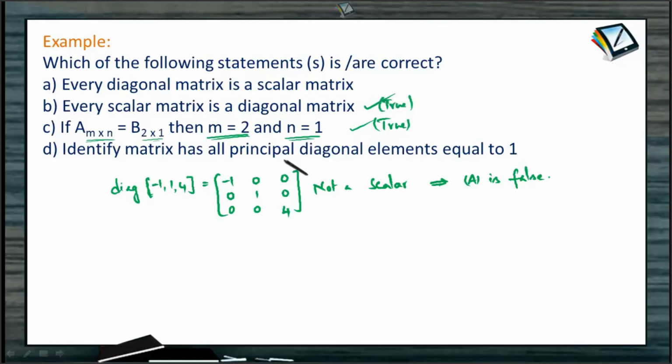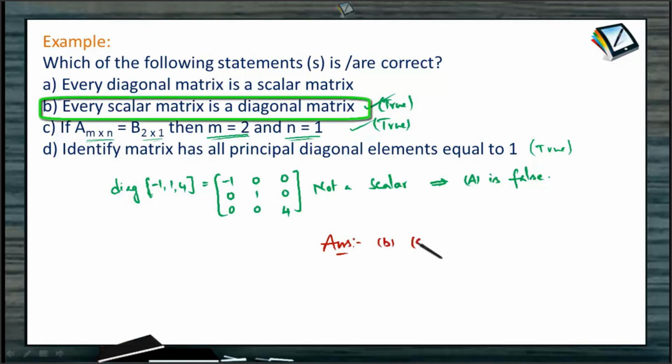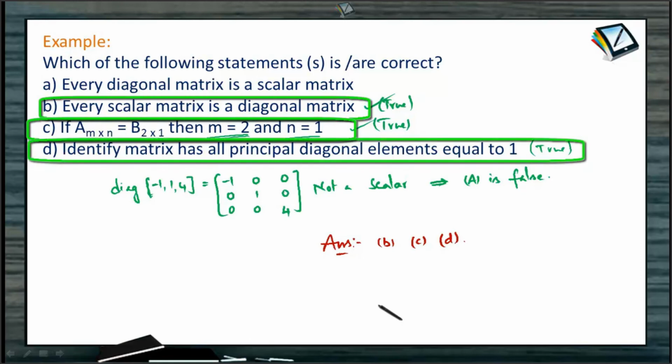Identity matrix has all principal diagonal elements equal to 1, right? Yes, by definition this is also true. So what are the true statements? Option B is true, option C is true, and option D is also true. The only false statement is at option A.